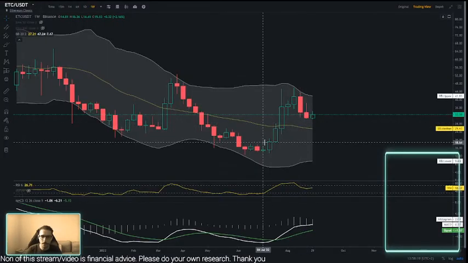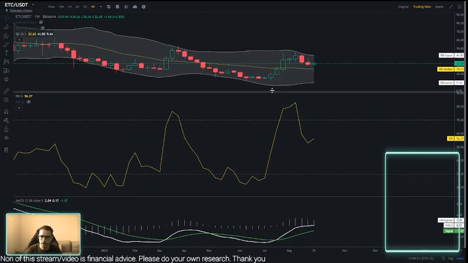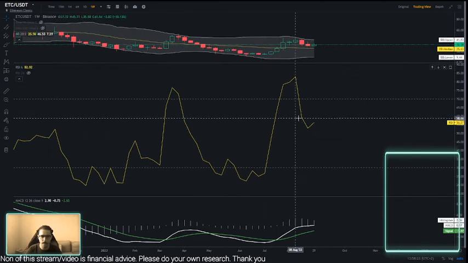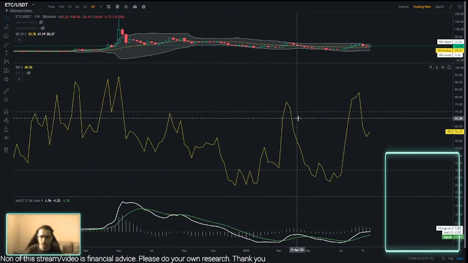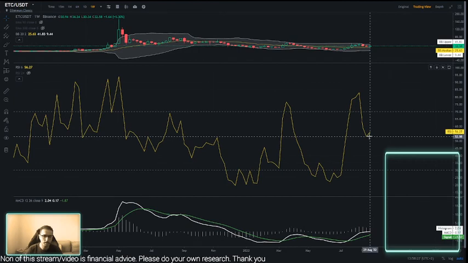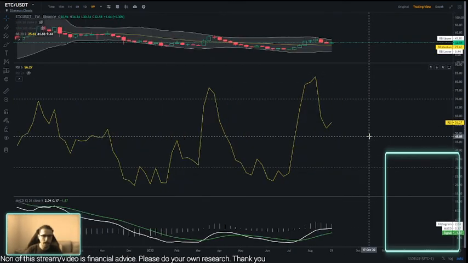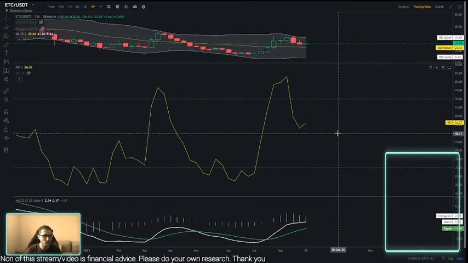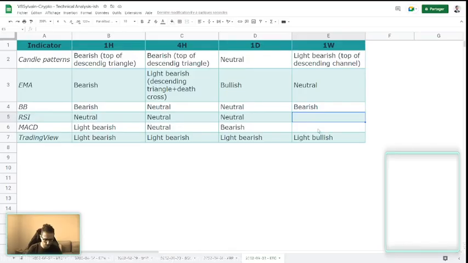The RSI, where are you? Still in neutral zone apparently? Yes, 56, obviously in neutral zone, but going up on such big time frames. How to say, I don't really know how to work with this neither, so just gonna go for neutral.